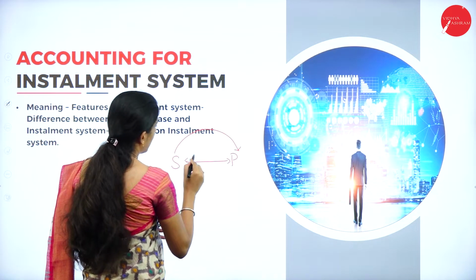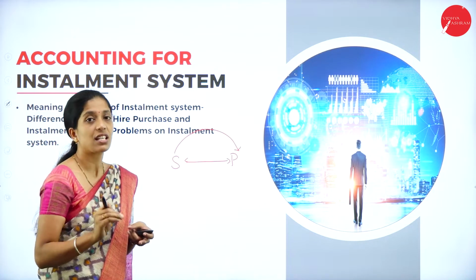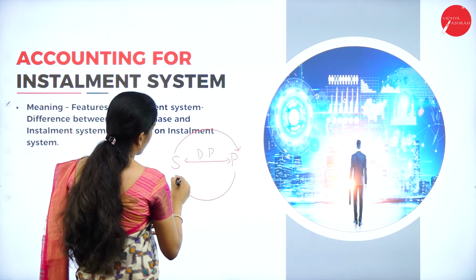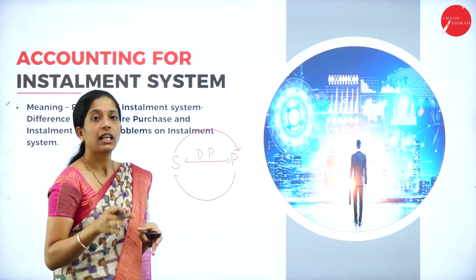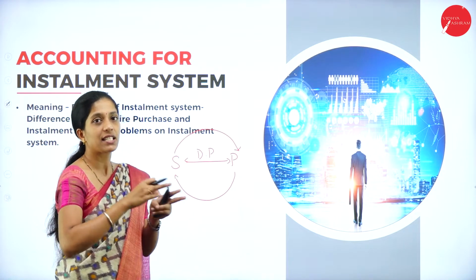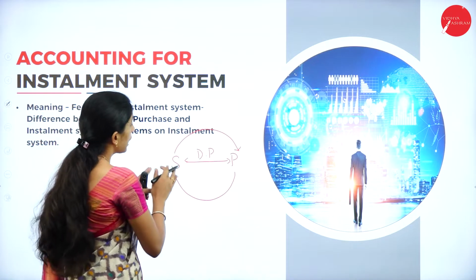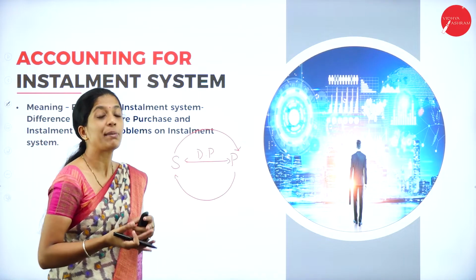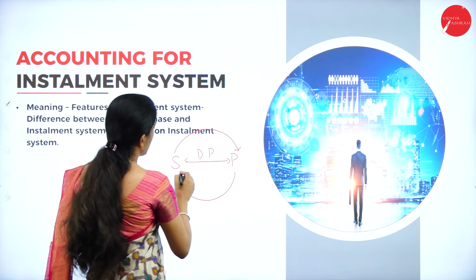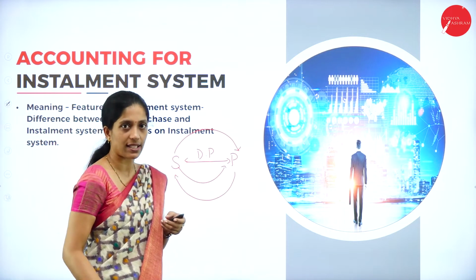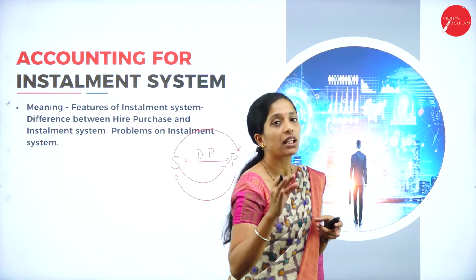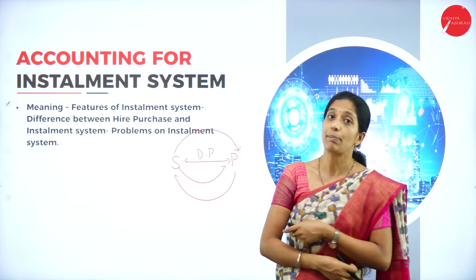On the date of agreement, the purchaser will pay a certain percentage of the amount, which is called the down payment. The remaining amount will be paid by the purchaser to the seller in the form of installments along with interest. The main difference between hire purchase system and installment system is that in the installment system, the ownership will be immediately transferred on the date of agreement itself. So here the ownership will be transferred immediately from seller to purchaser, but under hire purchase system, ownership will be transferred only after the payment of the last installment. So that is the main difference.